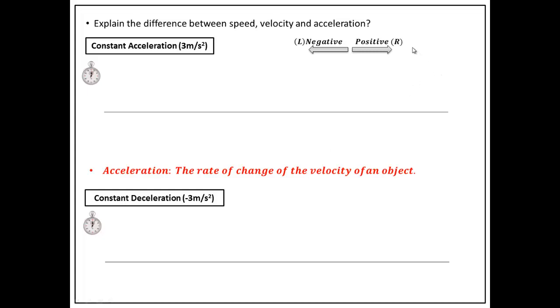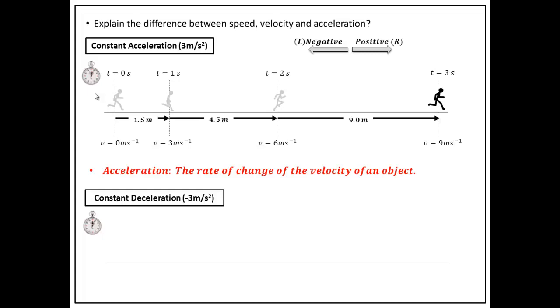So here again we're looking at left being negative and right being positive. And in our first diagram, our top diagram, we're going to look at a runner as they increase their velocity as they run from left to right. They're running in the positive direction. You can see that even though their distance might not be constant like it was for velocity each second, the change in their velocity, which is marked underneath, is an increase in 3 meters per second. And this change is constant each second.